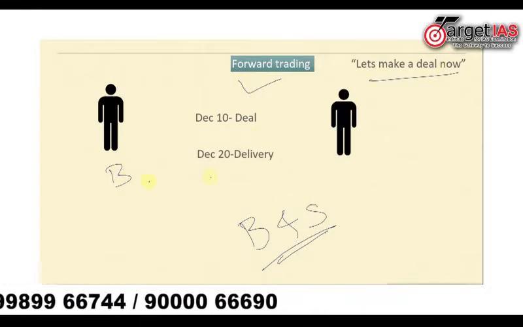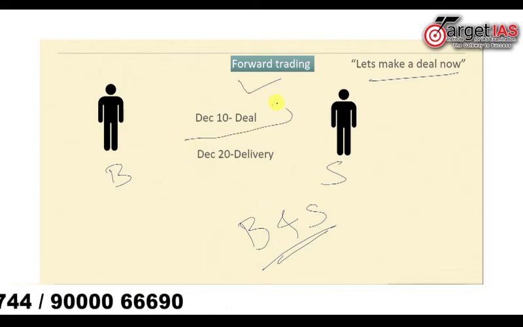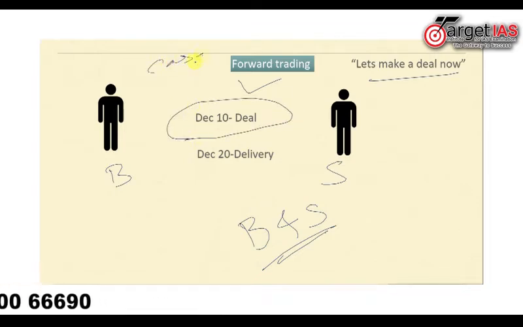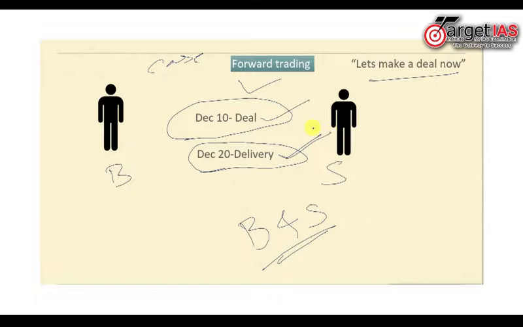So there is a buyer and a seller. The deal is on December 10th, and the delivery is on December 20th. The delivery is on a future date and the deal is in the present. The deal is on the current prices. We are going to agree on the current prices, but the delivery is on a future date. So that is forward trading. It's as simple as that.